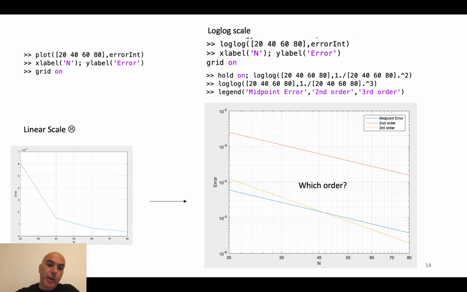One important point I want to make is that it's very difficult to understand the order by using the linear scale. So what we typically do is use log-log scale or semi-log scale to understand the behavior of the truncation error.